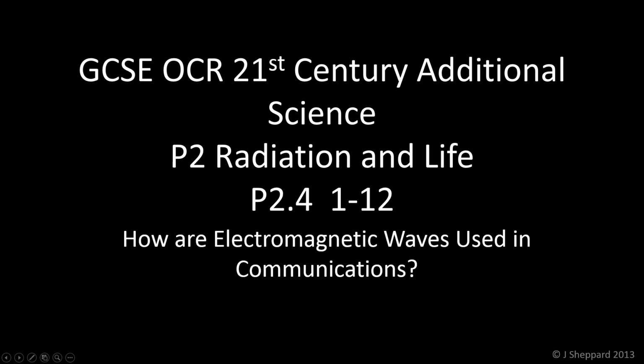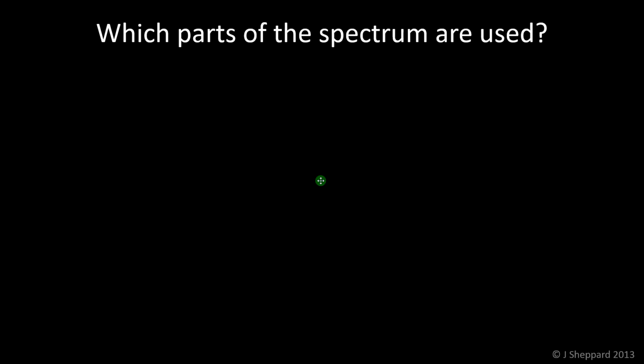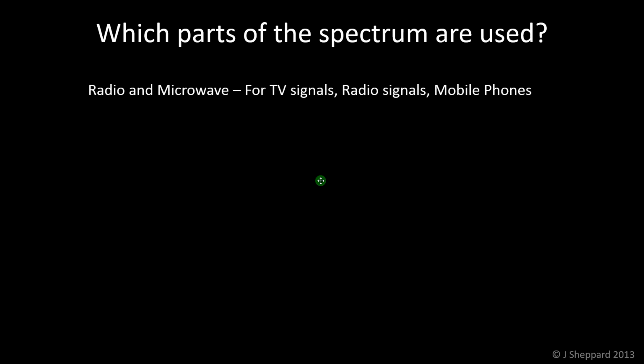Okay, welcome to the PT revision video for the use of electromagnetic waves in communication. First of all, it's important for us to understand which parts of the electromagnetic spectrum are used in communication. And there's two main sections. The first is radio and microwave, which is used for TV signals, radio signals, and mobile phones.